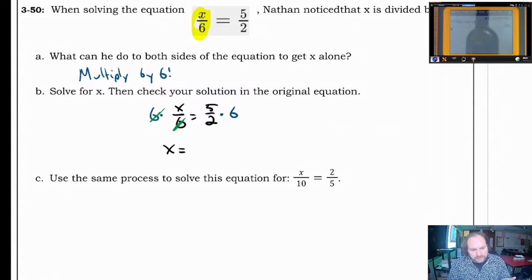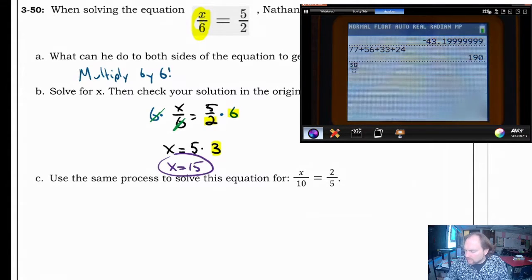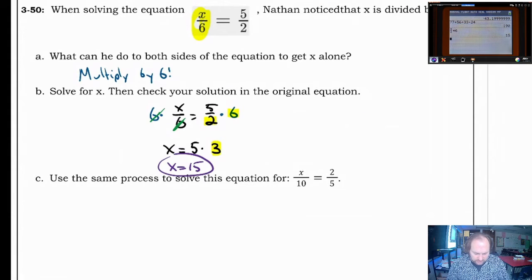Now, you could use a calculator for 5 over 2 times 6. What I would want you to see as your Algebra 1 teacher is that 6 divided by 2 is 3. And so this is going to be 5 times that 3 that you get from 6 divided by 2. And so the answer is x equals 15 in that case. If you wanted to, on a calculator, you could push alpha x to make this fraction, and then do 5 over 2 times 6. And you would also get 15. So whatever you want to do to find that answer, the calculation is not as important to me as the understanding.